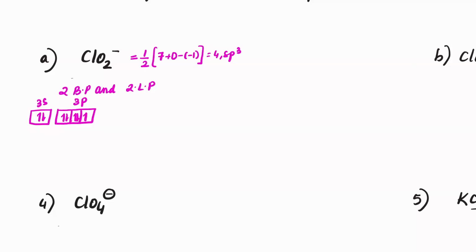So here is a catch. What can we do in such cases? Because when it comes to chlorine, I know that 3D is empty. 3D orbital is empty, isn't it? So what will I do? One electron from 3s, I will jump it to 3D. After I jump it to 3D, one second.